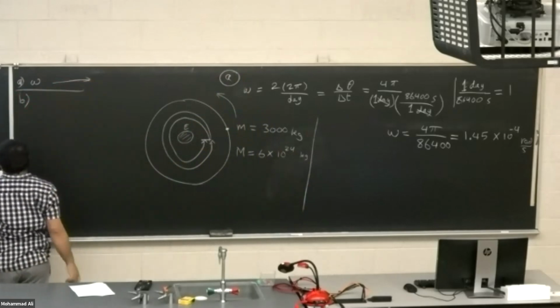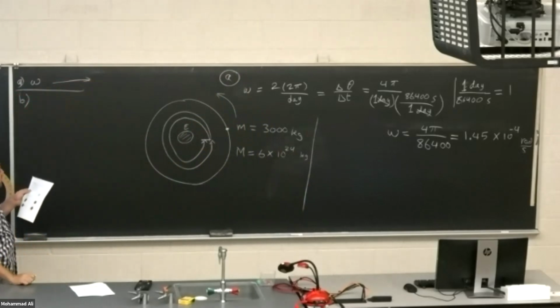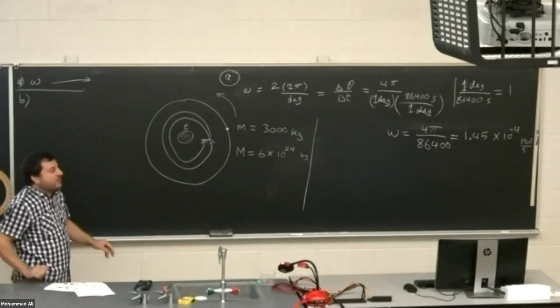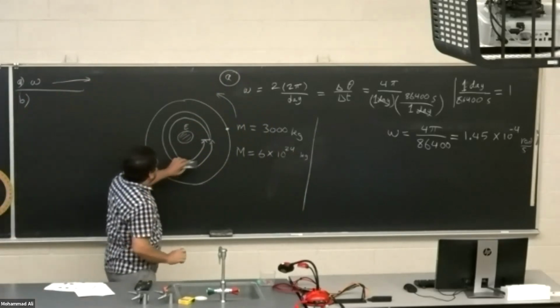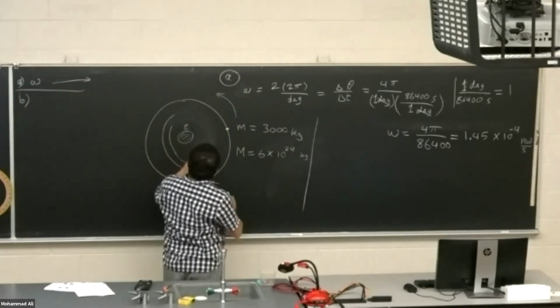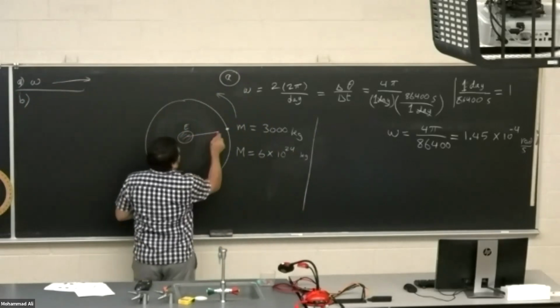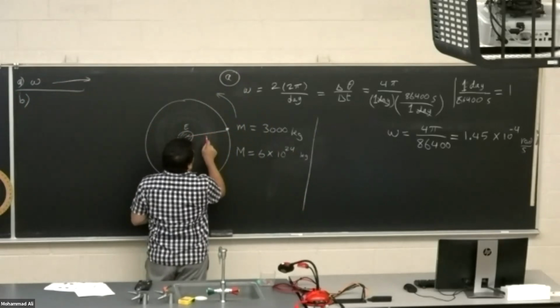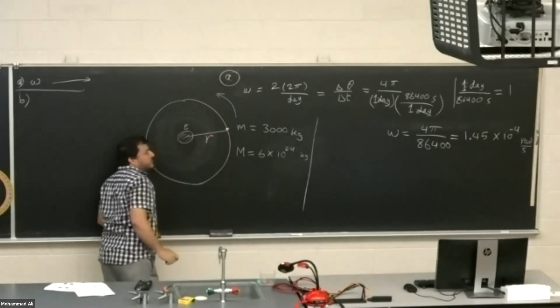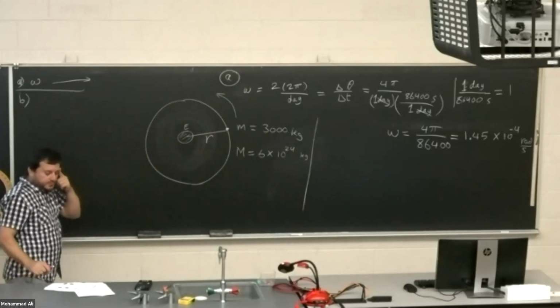B, satellite's distance from the center of Earth. I didn't give you the radius of rotation from the center of the Earth. We need to find it.